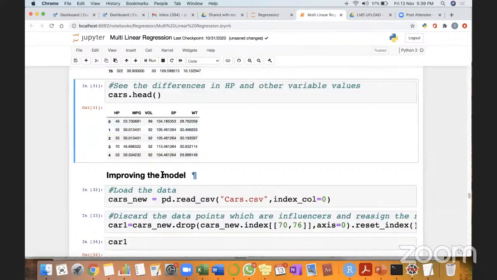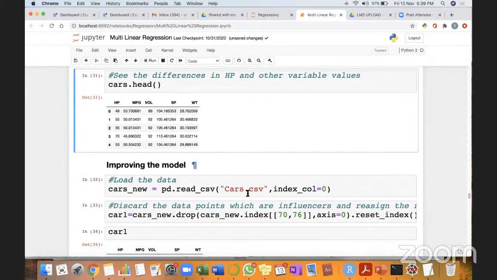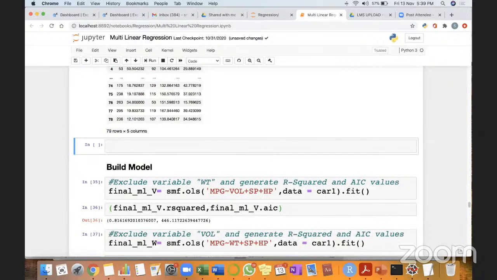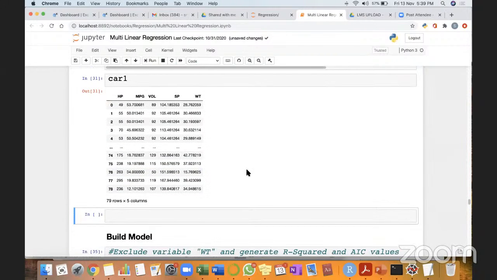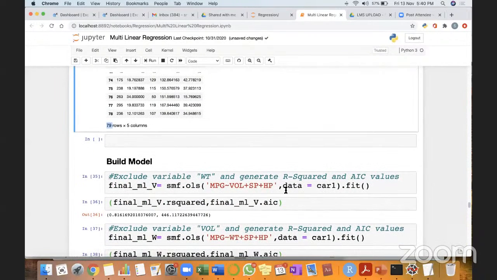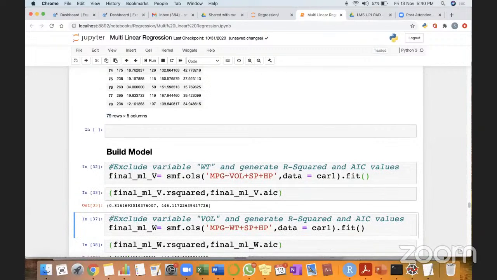Then what can we do? Let us improve the model. Earlier we had seen the accuracy of the model is 77. Now after removing these two outlier data points, let us see whether the accuracy will improve or not. Okay, so we have removed those two data points, the 70th and 76th, and now we have 79 rows instead of 81. Build the model. So how much is the R square value? 0.816, that is 0.82. From 0.77, the R square value has increased to 0.82, and the AIC value is 446.